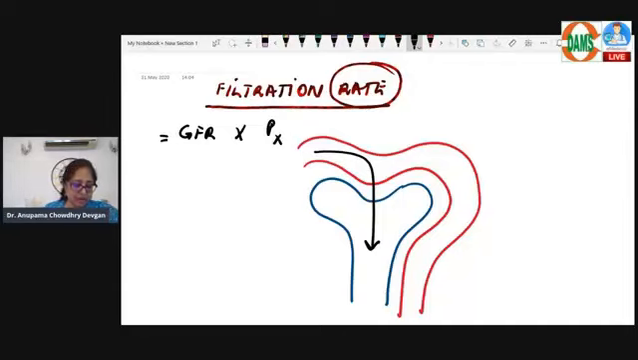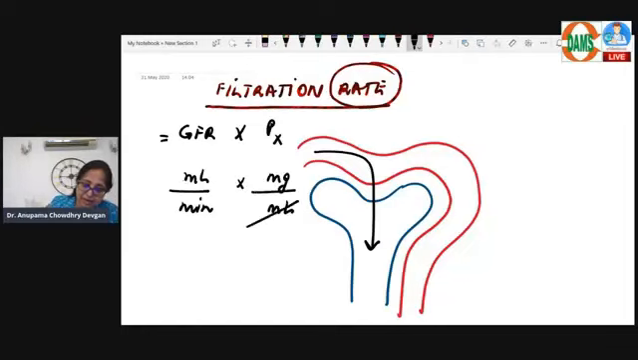GFR into the plasma concentration of the substance. GFR, you know, is in ml per minute. Plasma concentration, you will take in milligram per ml. ml and ml get cancelled, and this will be milligrams per minute. Again, please keep in mind, how do you calculate the filtration rate? GFR into plasma concentration. And the moment you say rate, it has to be per unit time, milligram per minute. All right, so this is as far as your filtration rate is concerned.